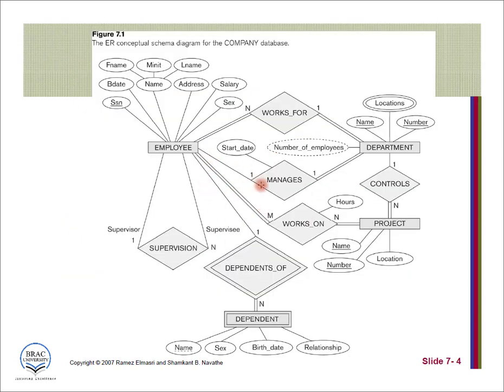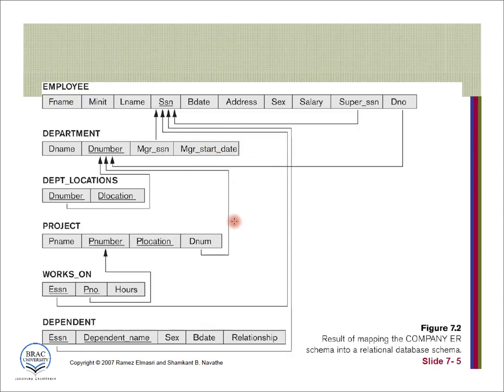So this is an ER diagram of a company database. You have seen this ER diagram in the previous lectures. If you convert this ER diagram into its corresponding schema, you will find this. So this is the schema of the previous ER diagram. The schema consists of some relations. These are the relations, and these are the attributes of the relations.